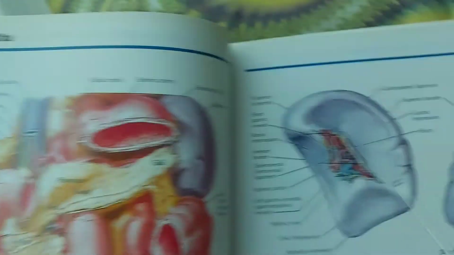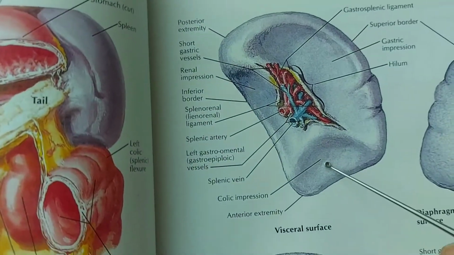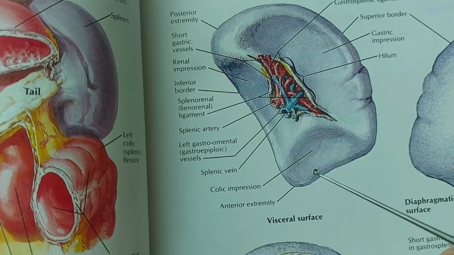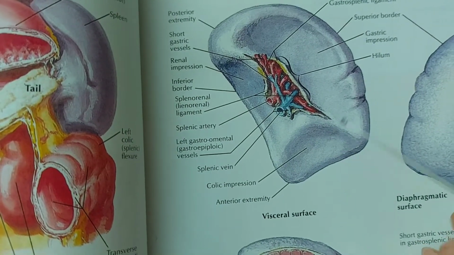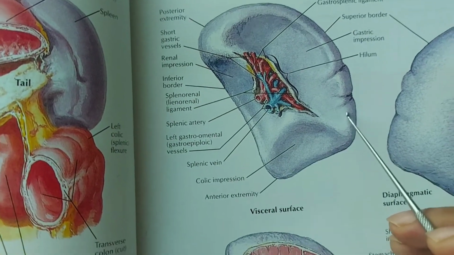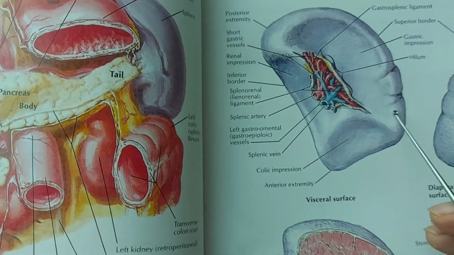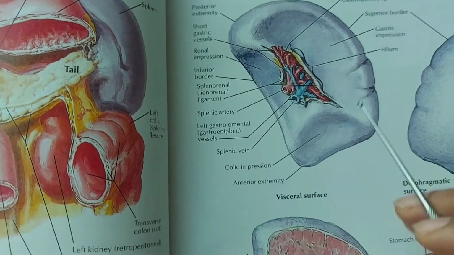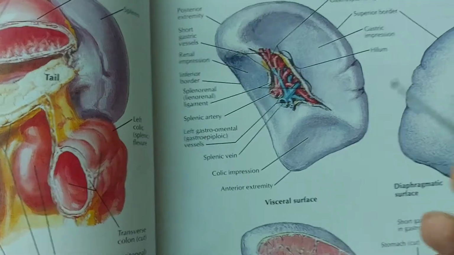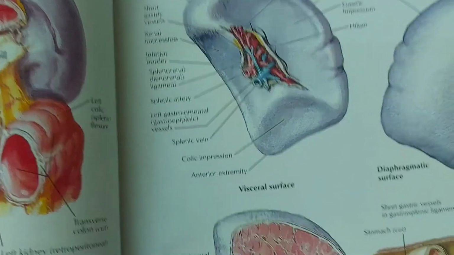So all the odd numbers 1, 3, 5, 7, 9 and 11, these are related with the spleen, and this is the Harris dictum, and its long axis is related with the 10th rib.